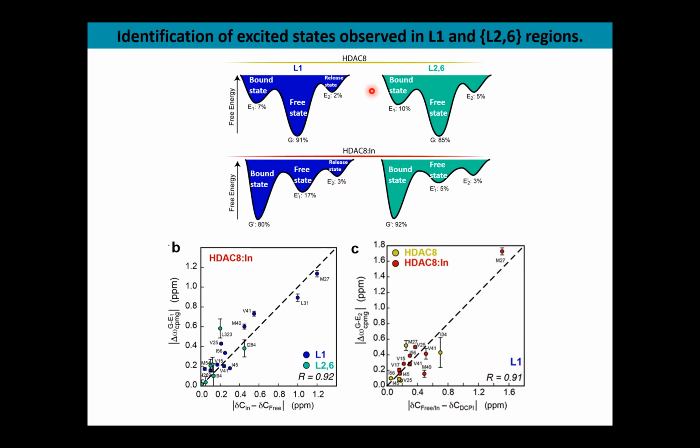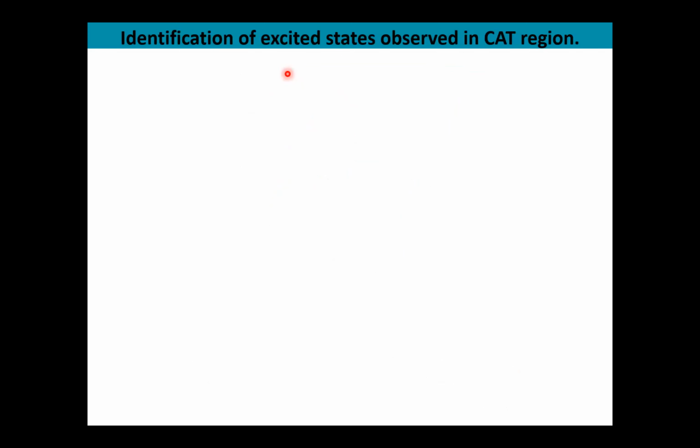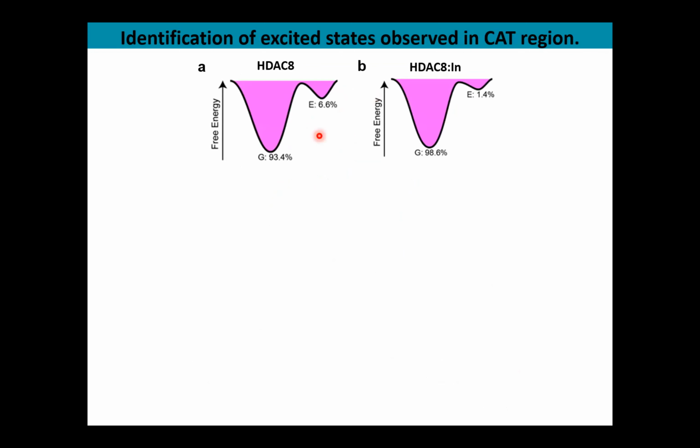Therefore, we can say that this L1, L2, L6 region is sampling between the free, bound, and release state conformations. Now, what is the excited state in the catalytic region?